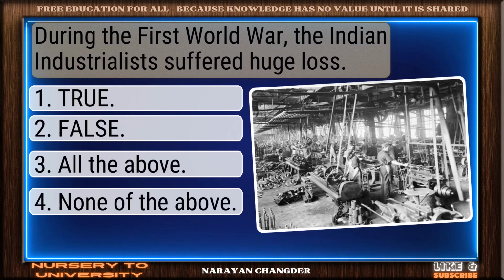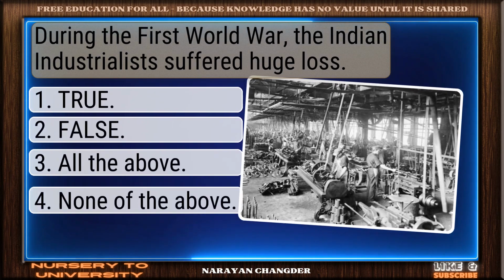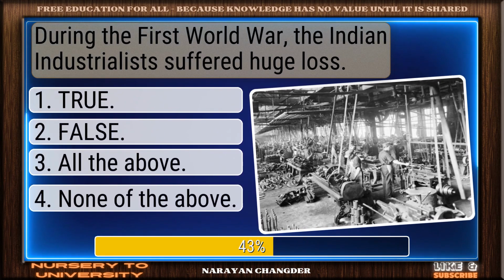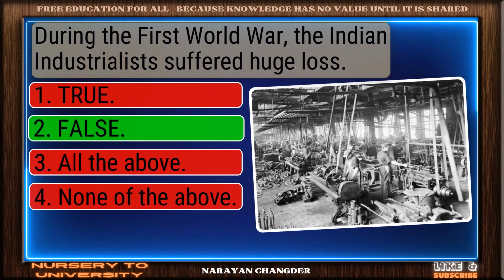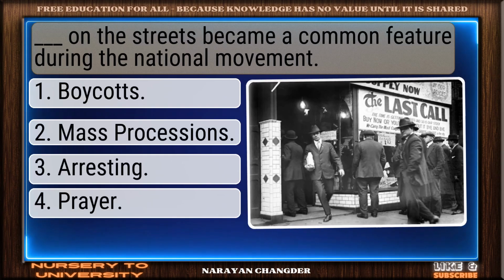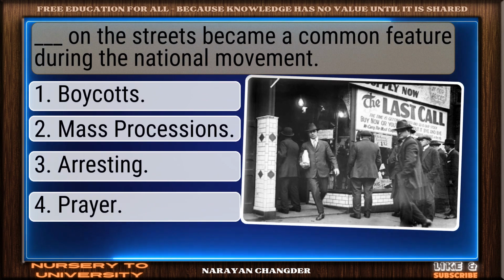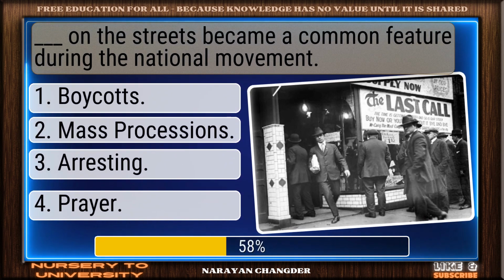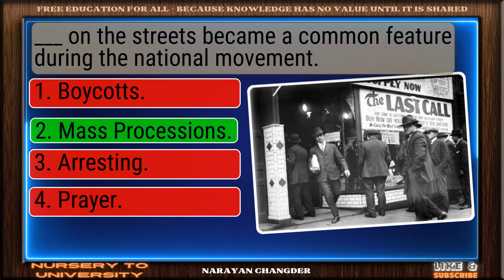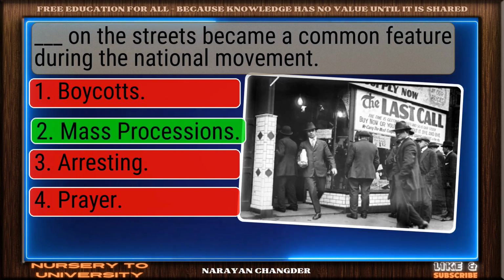During the First World War, the Indian industrialists suffered huge loss. Great job. False is accurate. What became a common feature during the national movement? On track. Mass processions is correct.